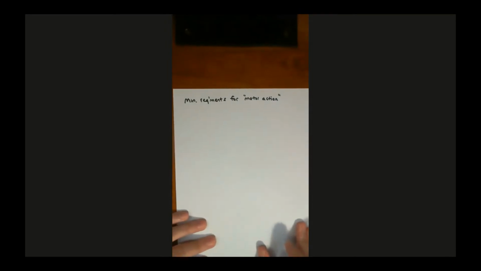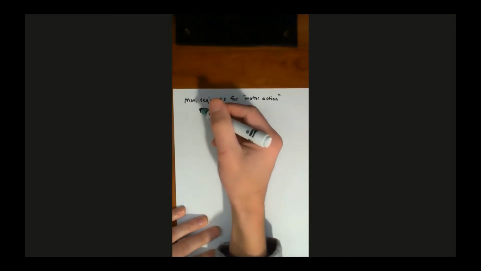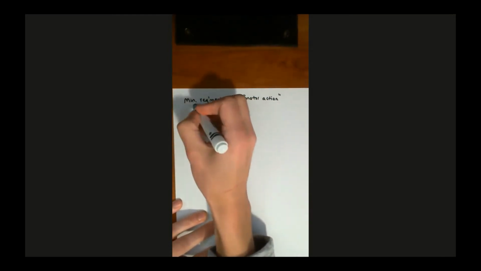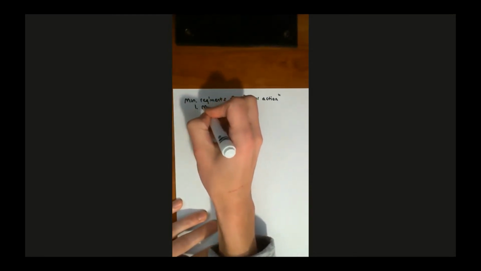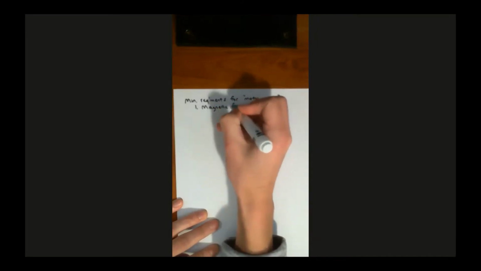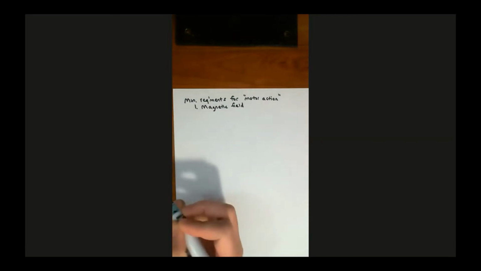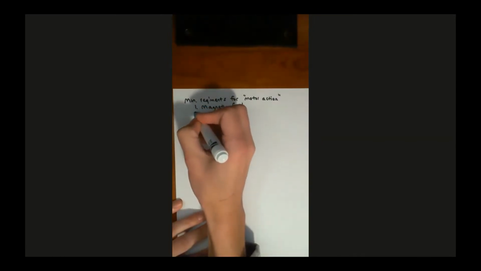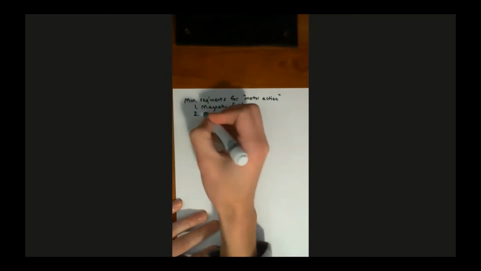And if you think about our previous discussion, there are actually only two requirements for motor action. One thing that you've got to have is a magnetic field. And the second thing that you've got to have is a current carrying conductor within that field.